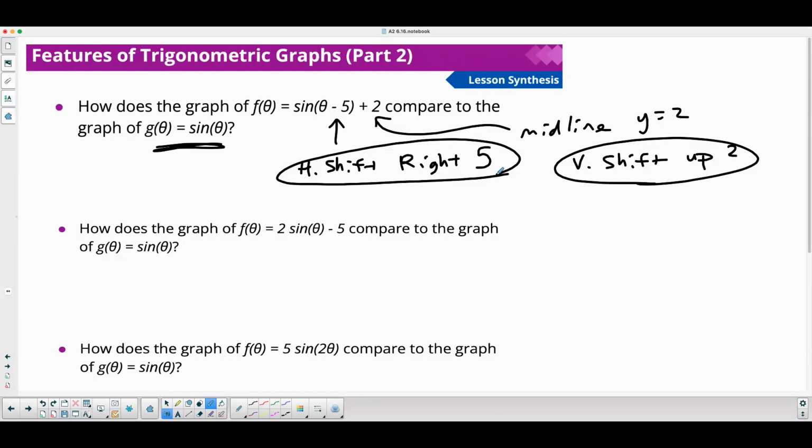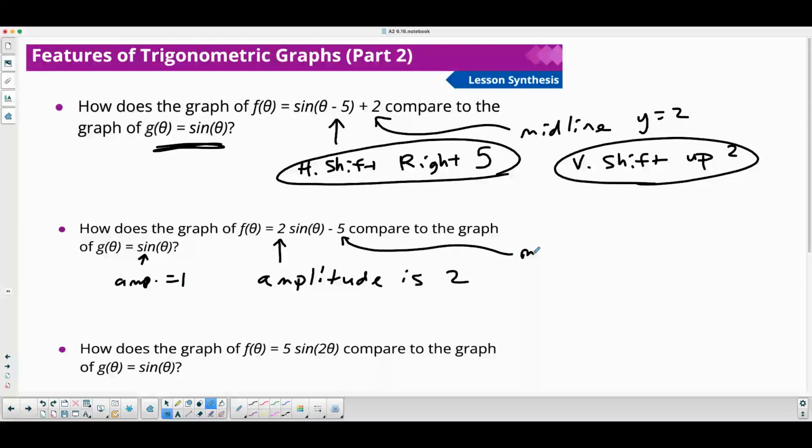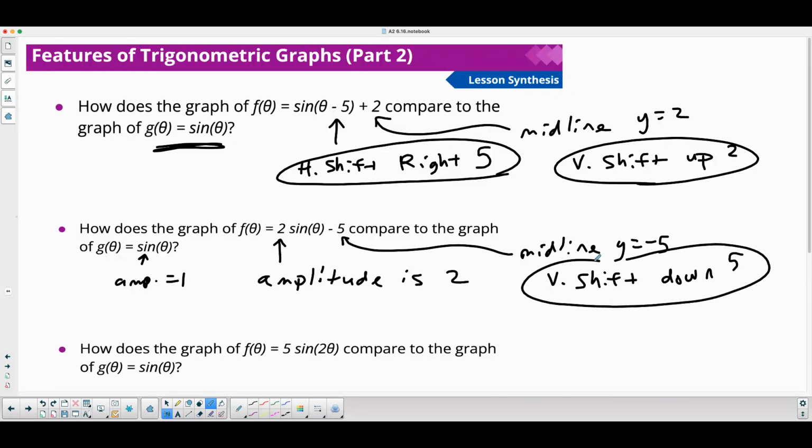All right, so we go on to the next one. This 2 means your amplitude is 2, whereas this one here, amplitude is 1. Minus 5 means my midline is y equals negative 5. So that's a vertical shift down 5 for the whole graph, not just the midline, the whole graph.